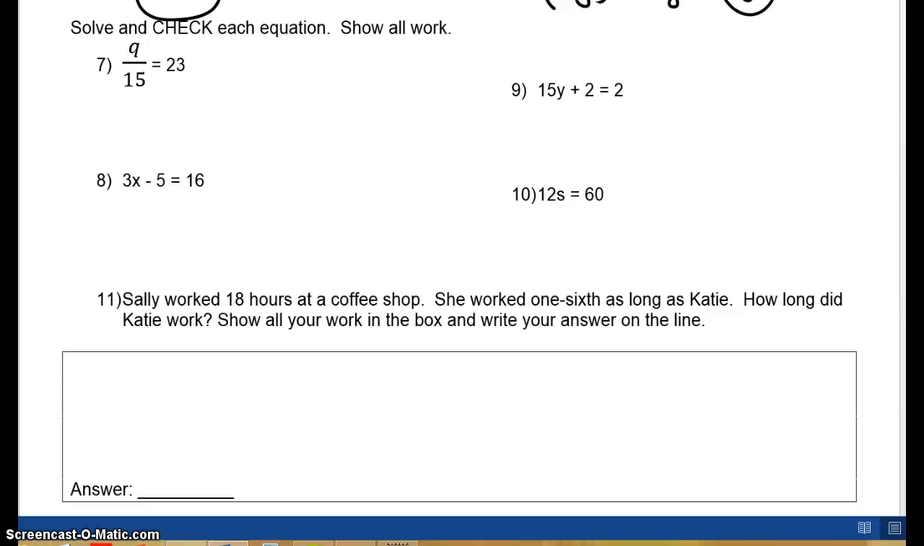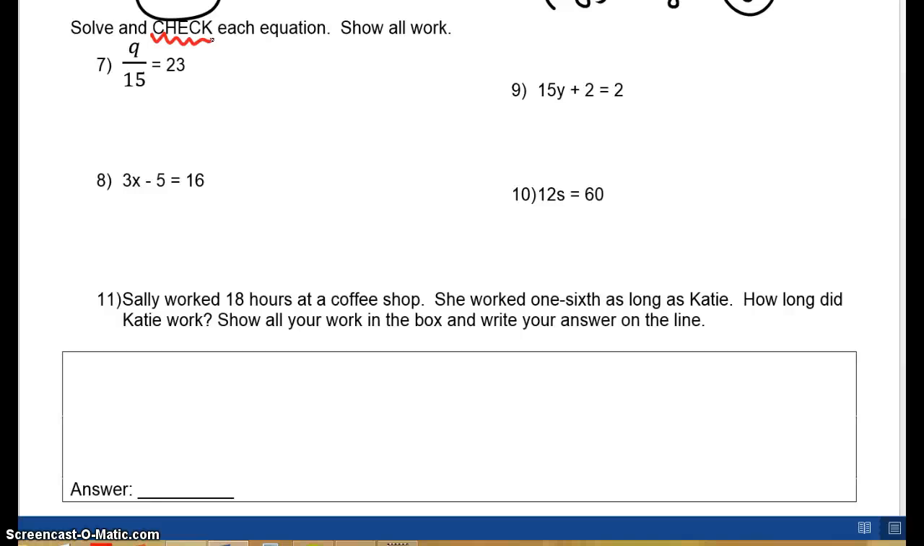So this next section, 7, 8, 9, and 10, is solving equations for the variable given, and we have to make sure we check it. And that's in all capital letters, so we remember to do our check step. I know that's something some of us sometimes forget to do, so hopefully we read our directions, we understand that we have to solve it, not only solve it, but check that answer using our check step.